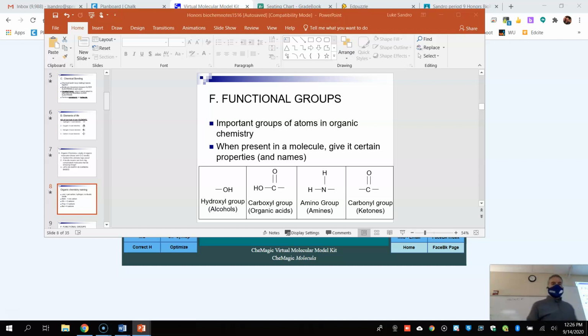So what happens when you add an OH, you call that a hydroxyl group, and what it does is it turns any hydrocarbon you add it to into an alcohol.